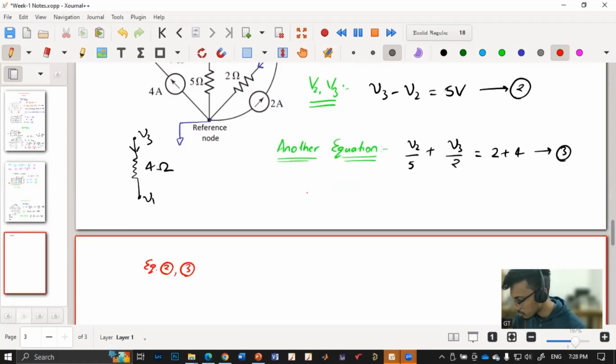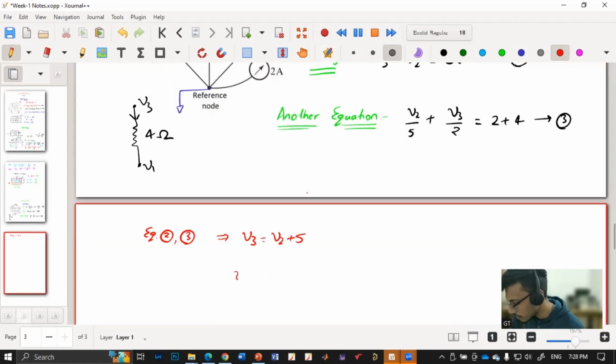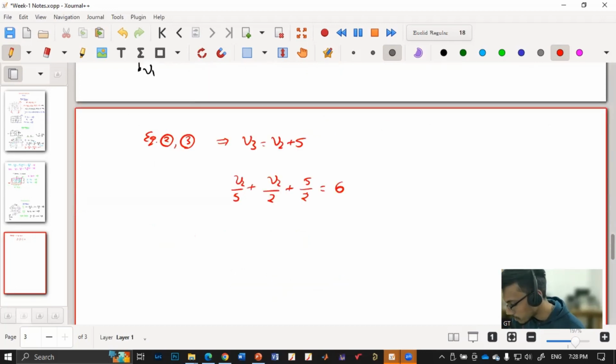From equations 2 and 3, from equation 2, I'll get V3 equals V2 plus 5. Substituting that in equation 3, I'll get V2 by 5 plus V2 by 2 plus 5 by 2 is equal to 6. So solving this will give me 7V2 by 10.